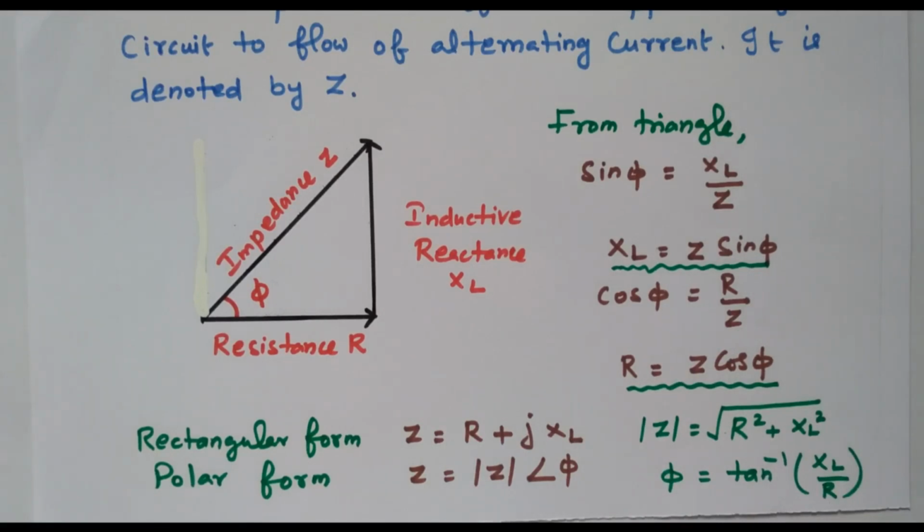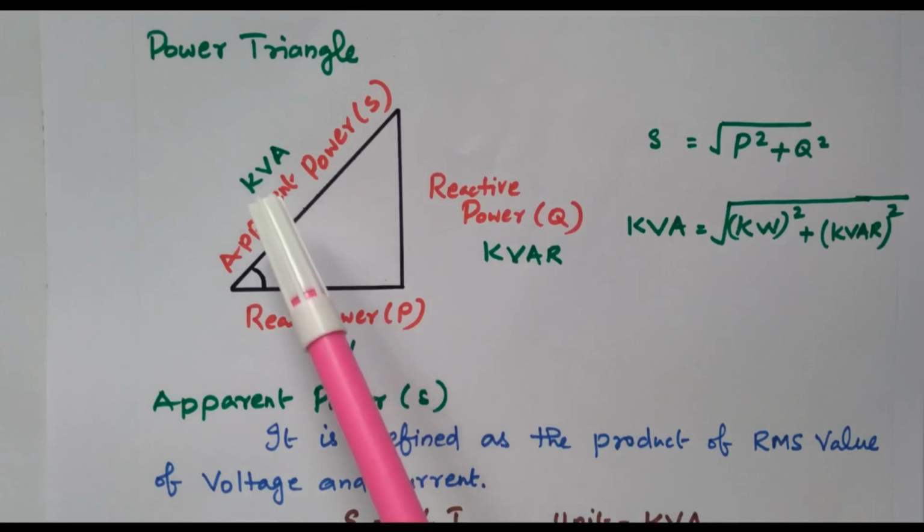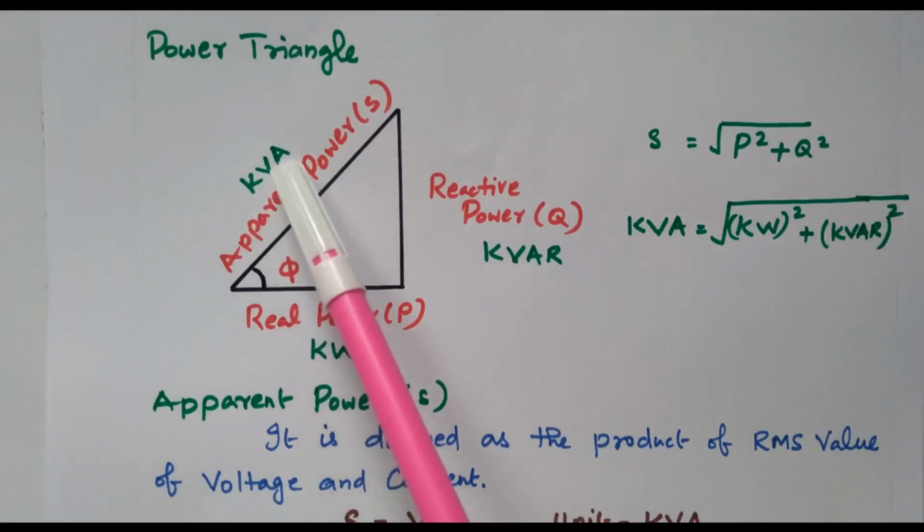Now we'll go to the power triangle. In the power triangle, we have real power as the reference vector. The reactive power is in quadrature with the real power, that is 90 degrees. The sum of real power and reactive power is the apparent power. This apparent power is nothing but the vector sum of real power and reactive power. Real power is represented in kilowatt, reactive power in kVAR. The sum of these two is the apparent power, represented in kVA.